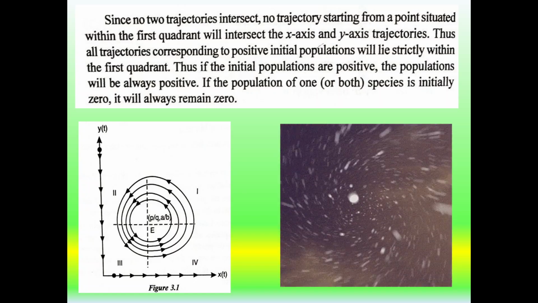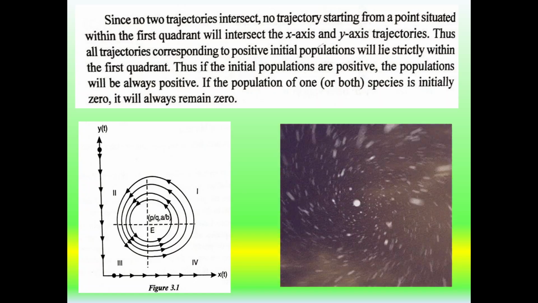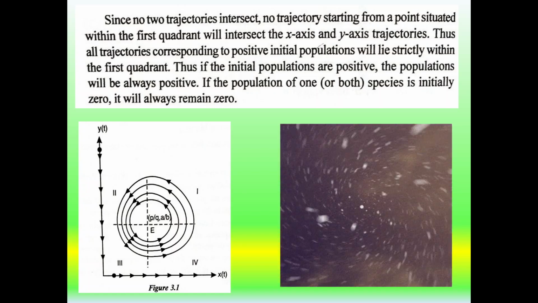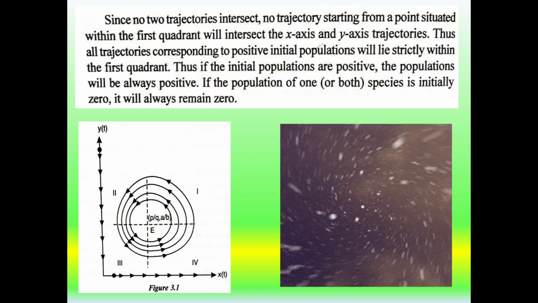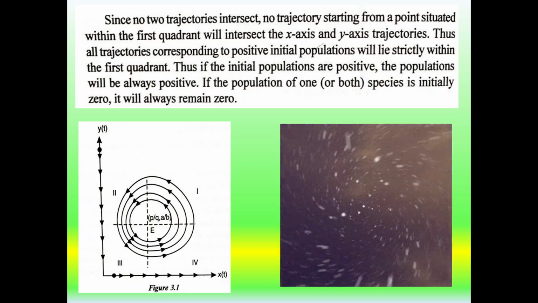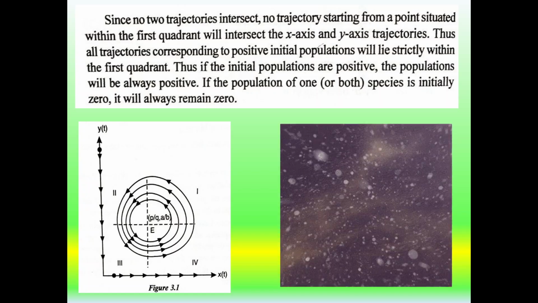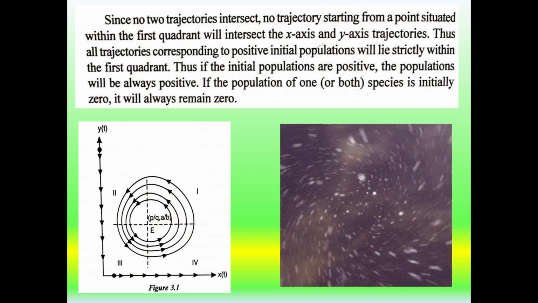Thus, all trajectories corresponding to positive initial populations will lie strictly within the first quadrant. Thus, if the initial populations are positive, definitely the output will be positive. That means the populations will always be positive.